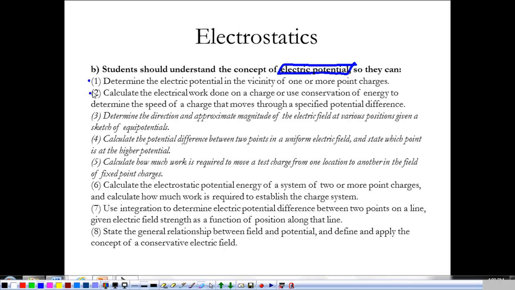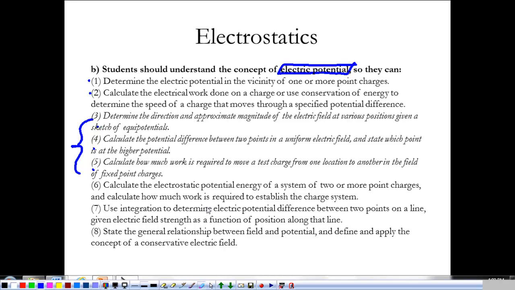Then we're going to calculate the work done on a charge or use the conservation of energy to determine the speed of a charge that moves through a specified potential difference. We're going to save the rest, 3, 4, and 5, for our next discussion, where we'll talk about the relationship between pictures, representations of the electric field and electric potential. So we're going to hold off on that.